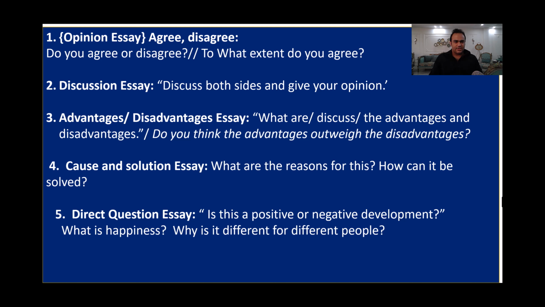In this slide, you can see the 5 major IELTS Writing Task 2 topics. The first one is opinion essay or agree, disagree. The second one is discussion. And the third one, advantages, disadvantages essays. Number 4 is cause and solution. And number 5, direct question essays.